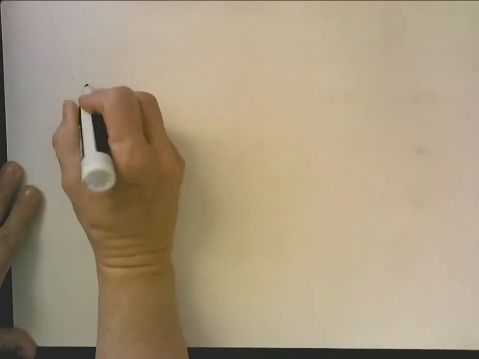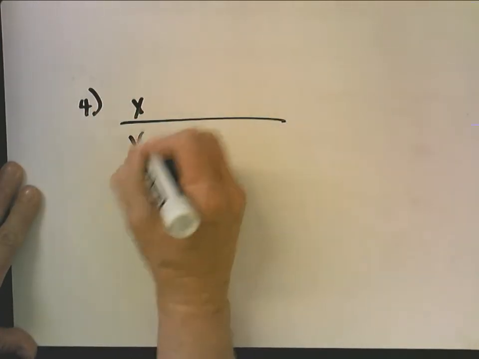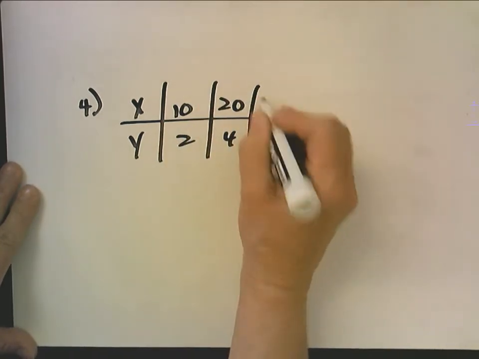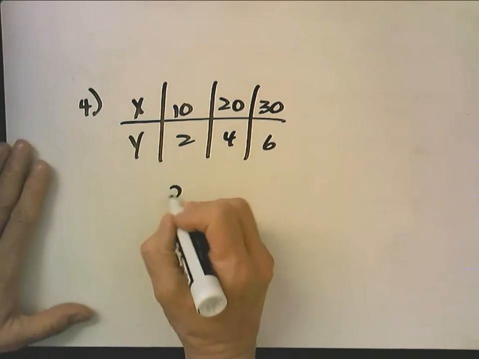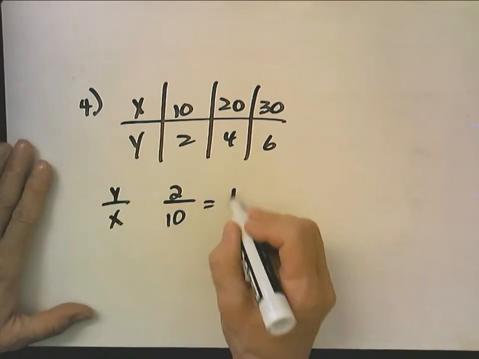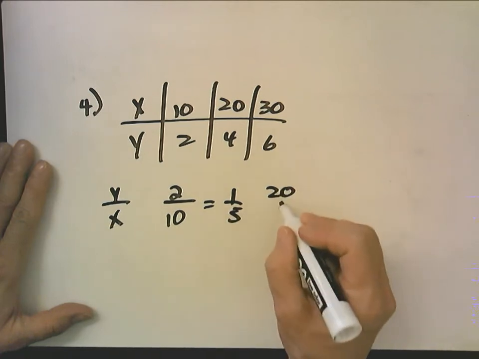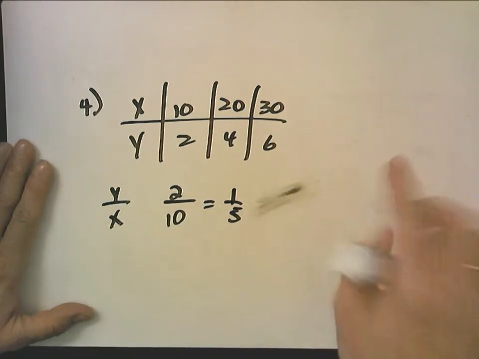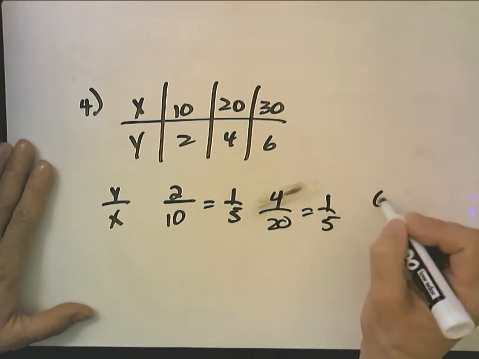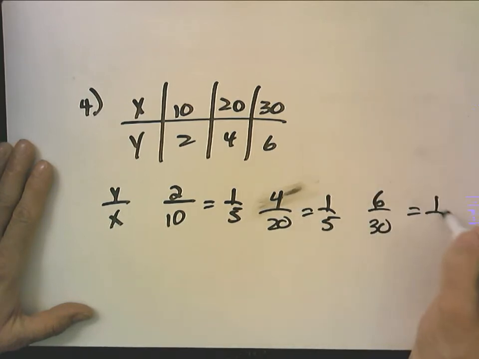So let's look at number 4. We have x, we have y, we have 10 over 2, 20 over 4, 30 over 6. So I put 2 over 10 because it has to be y over x. That equals 1/5. I do y over x, so 4 over 20, and that equals 1/5. And 6 over 30, and that equals 1/5.